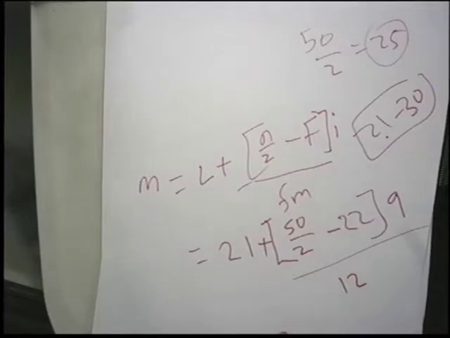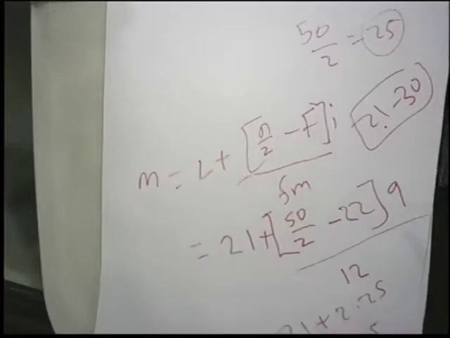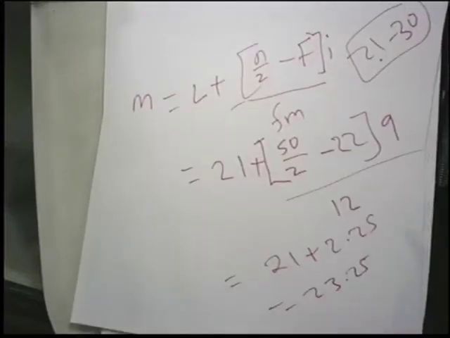So working out that will give us 50 divided by 2 is 25, minus 22 will give us 3. 3 multiplied by 9 will give us 27. 27 divided by 12 will give us what? 2.25. We add it to 21 will give us 23.25. So that is our median value.